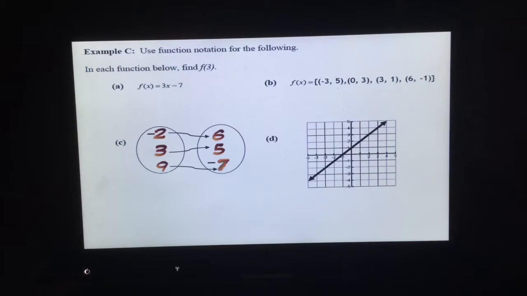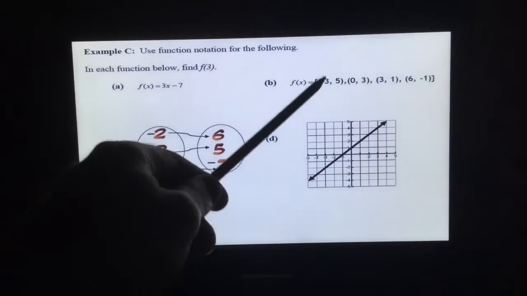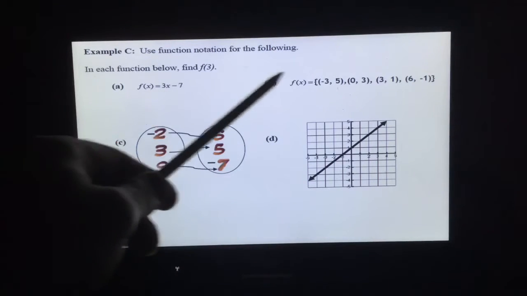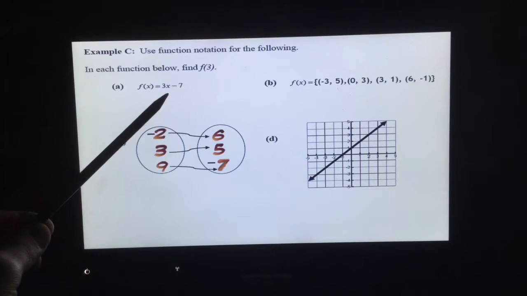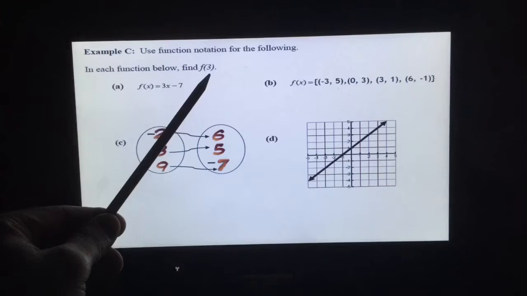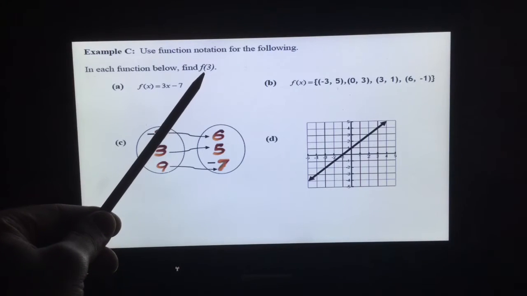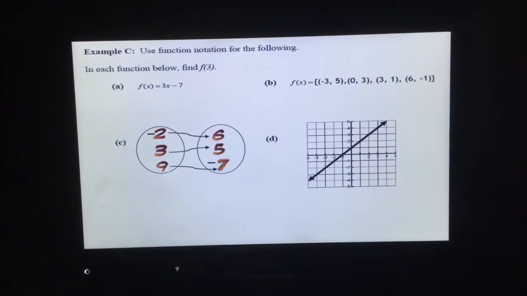Alright guys, in example C, we have 4 different kinds of ways that you can read a function. Okay, we just did some experience with this, so I want you guys to try this one on your own. This is the function in function notation, and they want you to find f of 3. Go ahead and do that right now, and then we'll go over it.